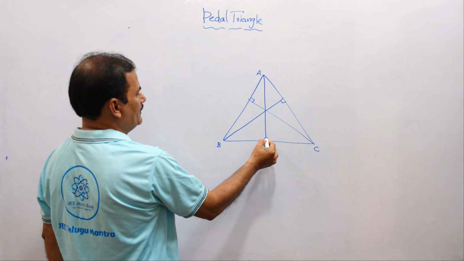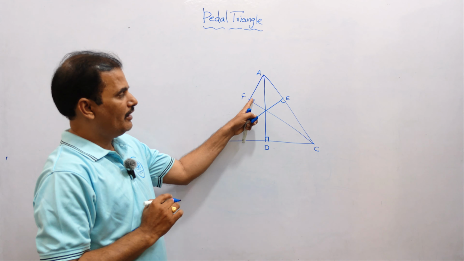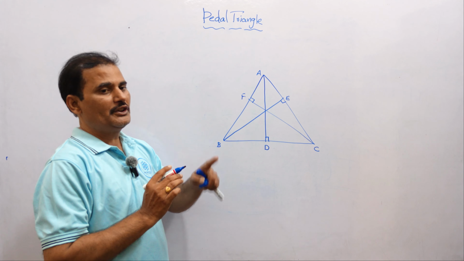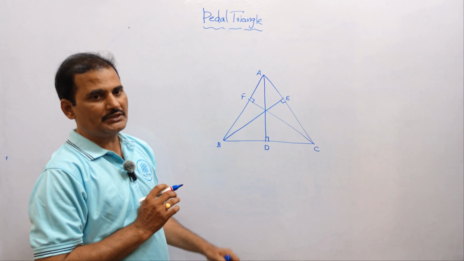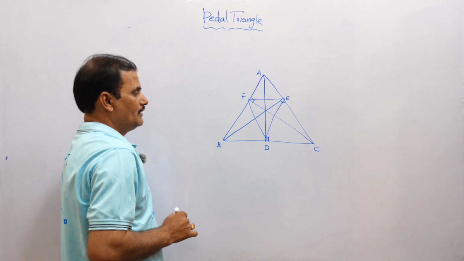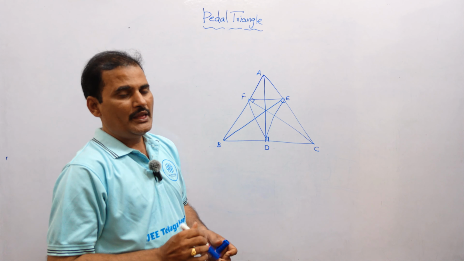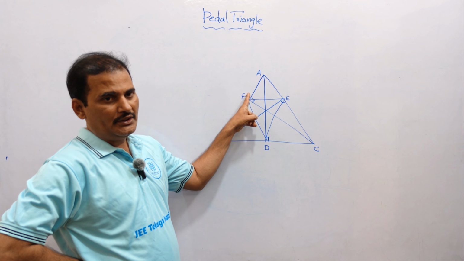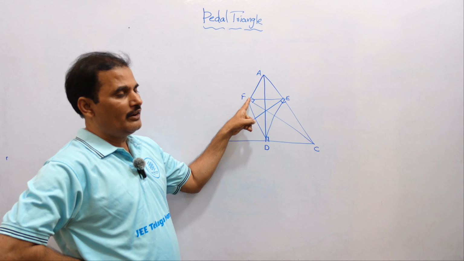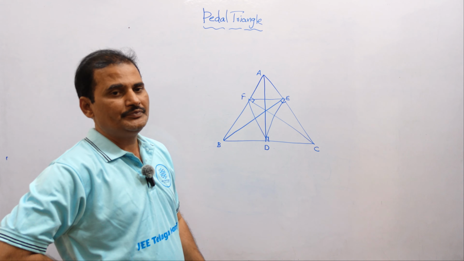Mark it as D, E and F. Now these three are the feet of the perpendiculars from the vertices to the opposite sides. Now we join F, E and D. A new triangle is formed here, DEF. This triangle is called as pedal triangle.